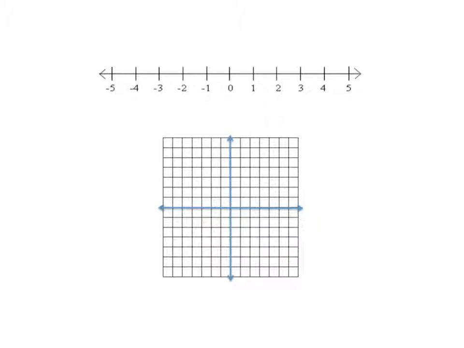So the number line is a great example, and then the Cartesian coordinate system is another great example. What you can see here is that if I were to put a dot here, you would be able to tell me that I'm at a position of 3. 3 is my position.